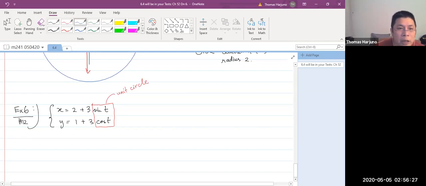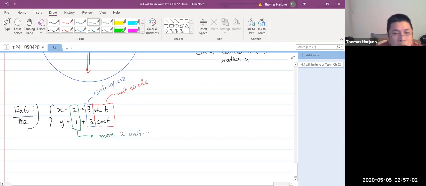Now, multiplying each the sine and cosine t will give us a circle with radius 3. You basically stretch that horizontally and vertically by 3. Okay, now then, this part here moves 2 units in the x direction and 1 unit in the y direction.